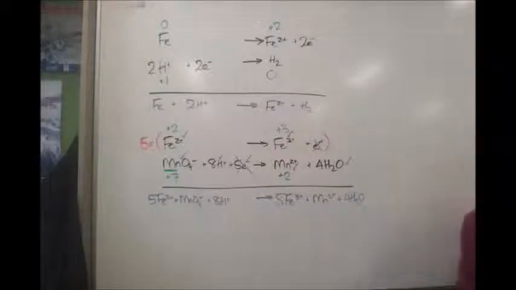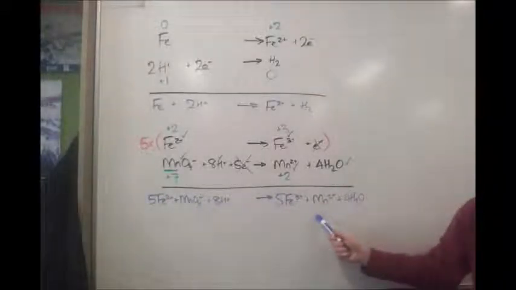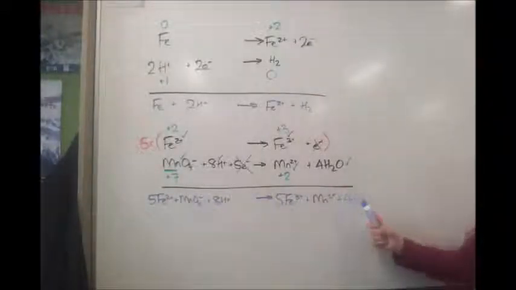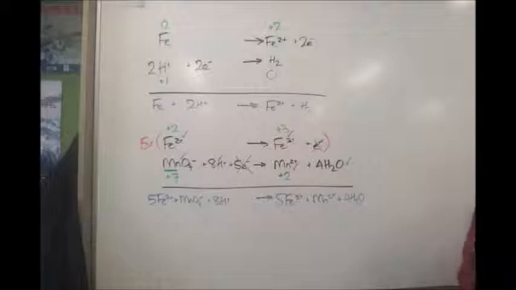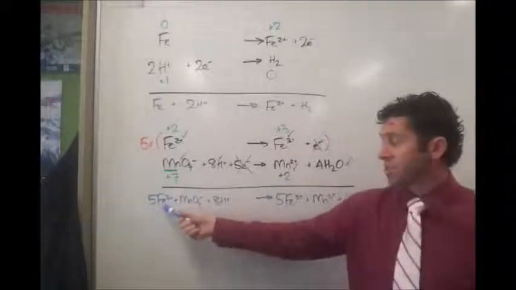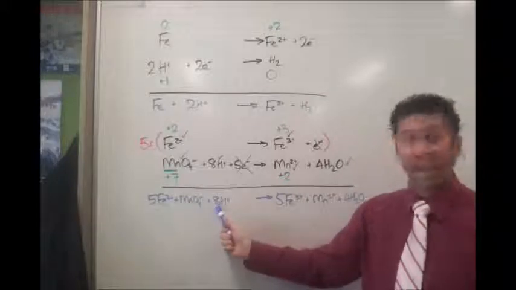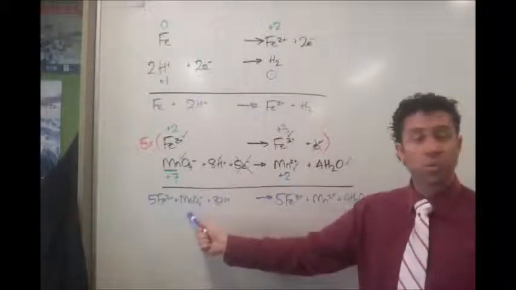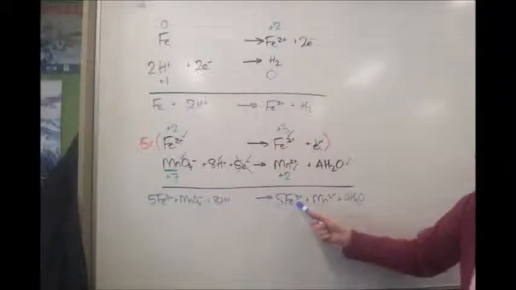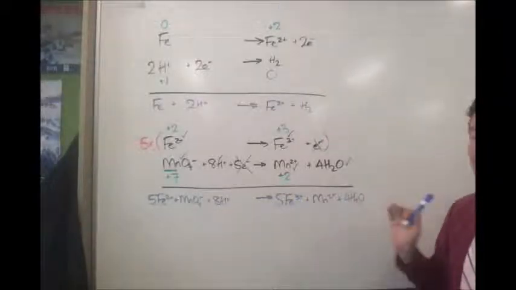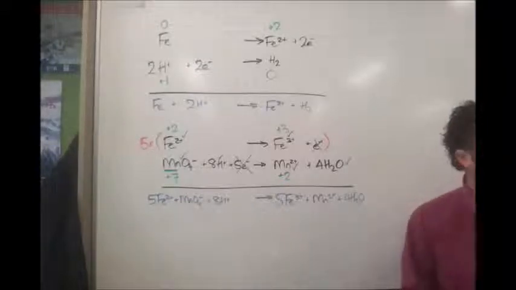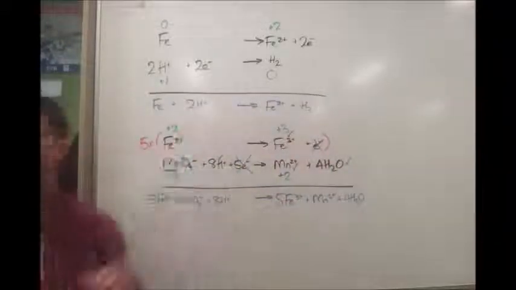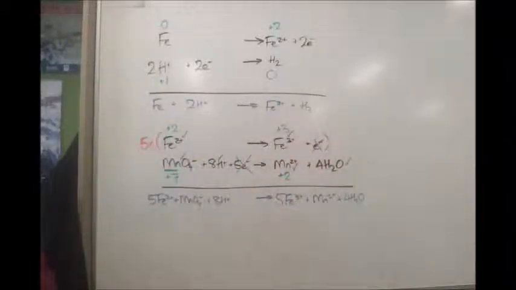Fun part. Check if it's balanced. The iron atoms, iron ions clearly are, aren't they? 5 and 5. The manganeses are 1 and 1. I've got 4 oxygens. 4 times 1 is 4. 8 hydrogens. 4 times 2 is 8. But I always like to check the charges as well. 5 times 2 is 10. Plus 8 times 1 is 18. Minus 1 is 17. 5 times 3, 15, plus 2, 17. So the charges are balanced as well. Alright? If the charges aren't balanced, it means you've made a mistake with how many times you've multiplied one of the equations.